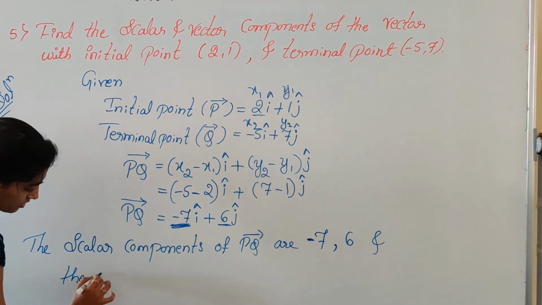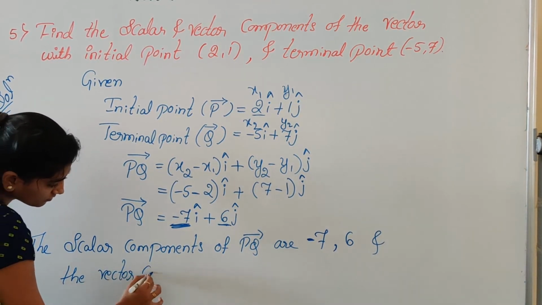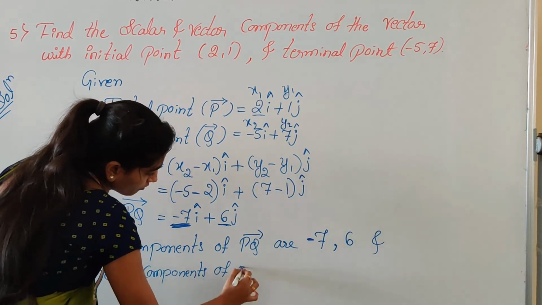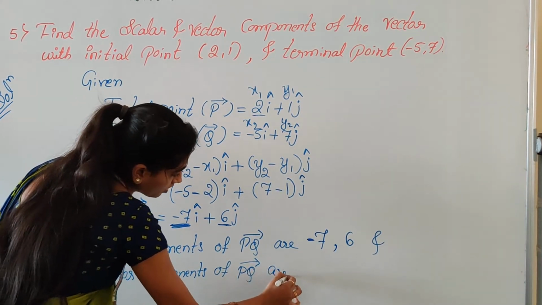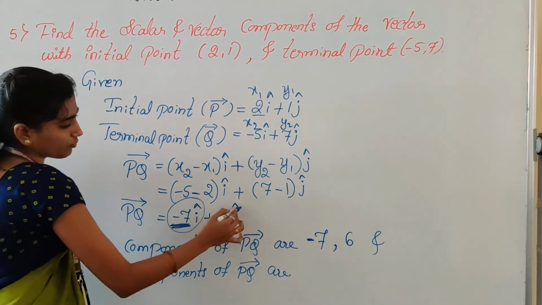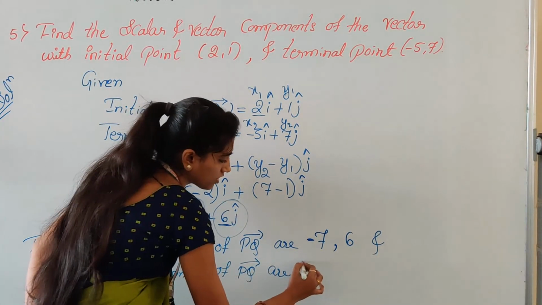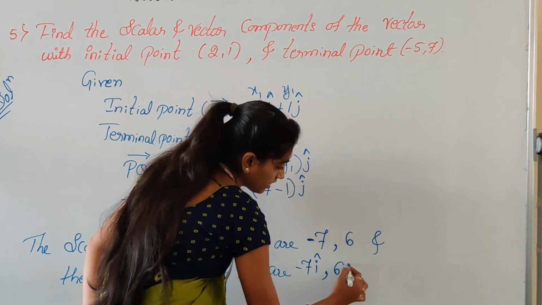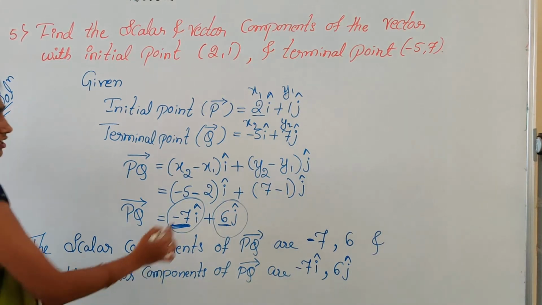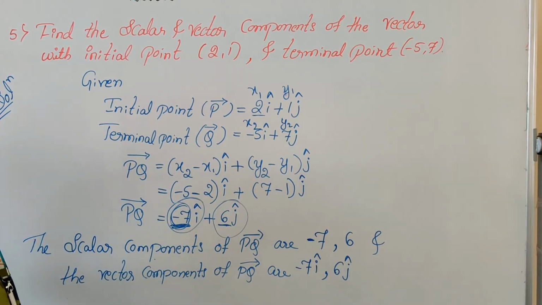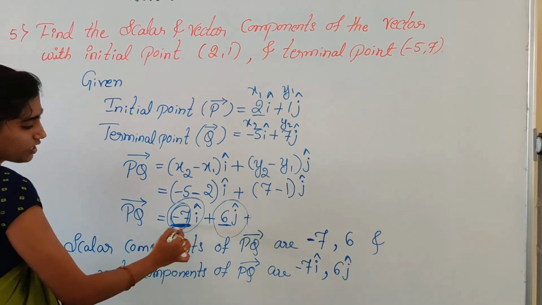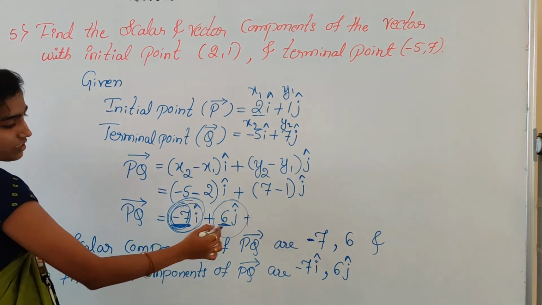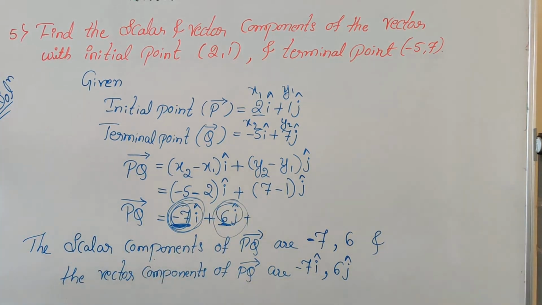And the vector components of vector PQ are minus 7 I cap, comma 6 j cap. So scalar components means we have to write the coefficient of I, j, k. So here k is not there, so write down minus 7 and 6. And the vector components of vector PQ are minus 7i and 6j. The next one.